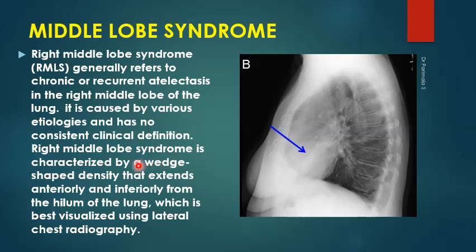Right middle lobe syndrome is characterized by a wedge-shaped density that extends anteriorly and inferiorly from the hilum of the lung. So this is the hilum of the lung. From the hilum of the lung anteriorly and inferiorly, here you can see this wedge-shaped opacity on the X-ray. So that represents the middle lobe syndrome, which is best visualized in the lateral chest radiography. This is the lateral chest radiography, and here we can see this is representing the middle lobe syndrome.